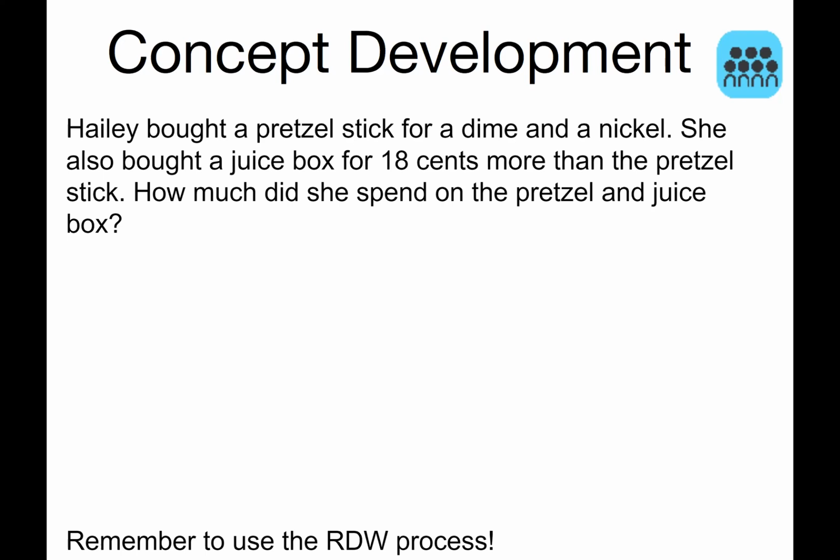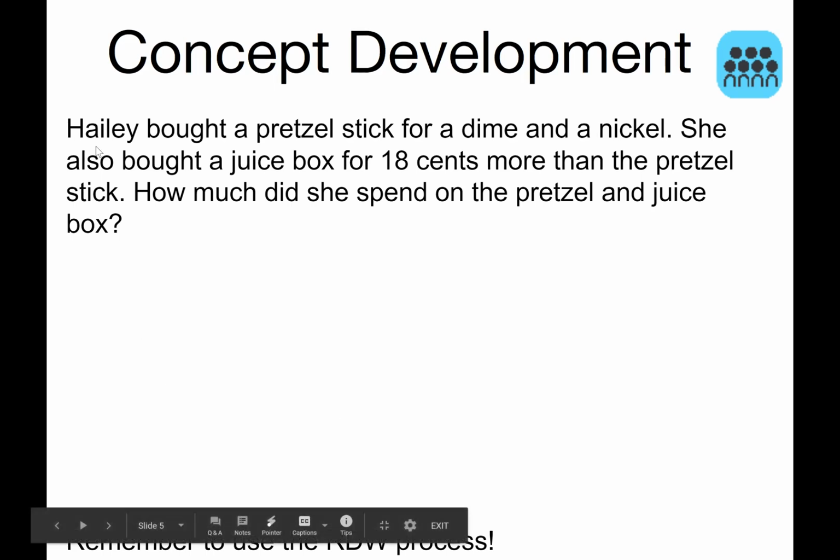Haley bought a pretzel stick for a dime and a nickel. She also bought a juice box for 18 cents more than the pretzel stick. How much did she spend on the pretzel and juice box? So we want to know how much she spent in total. We know that she bought a pretzel stick, so that's the first sentence in our problem. Haley bought a pretzel stick for a dime and a nickel.